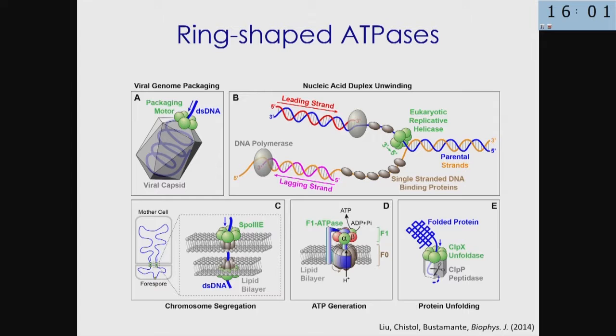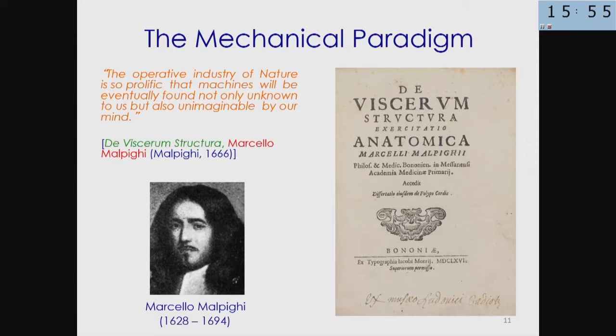Now, the mechanical paradigm in biology is not new. In fact, in 1666, Marcello Malpighi, who is considered the father of microscopic anatomy, wrote this book, De Viscerum Structura, where he said, the operative industry of nature is so prolific that machines will eventually be found not only unknown to us, but also unimaginable by our mind.